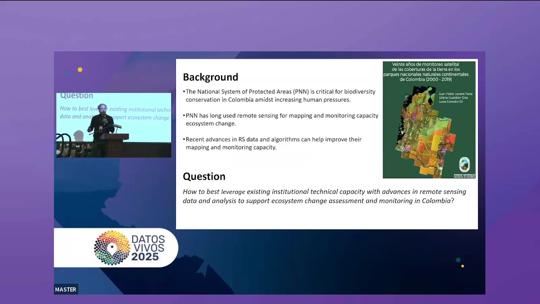I want to start by saying that there is a long tradition in the national park system of using remote sensing data for biodiversity and ecosystem monitoring. What we wanted to do is leverage all that expertise that they have in the national park system with recent advances in remote sensing data and methods to improve their ecosystem change assessment capacity.